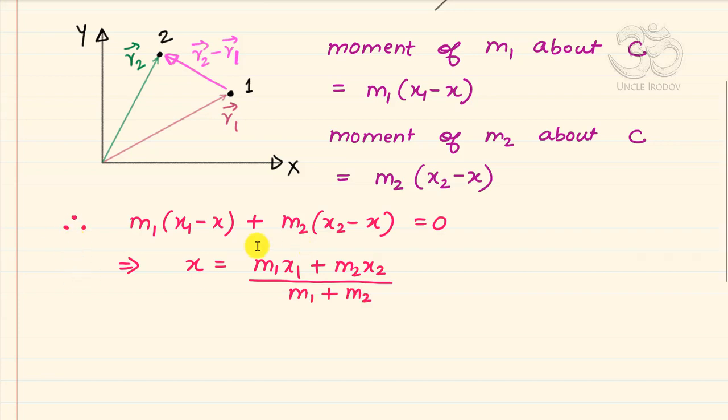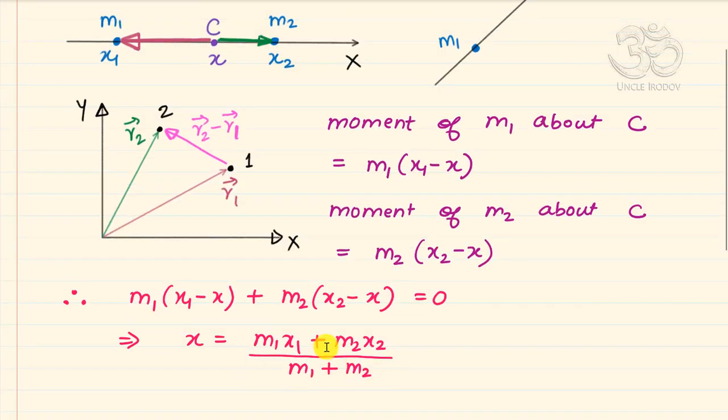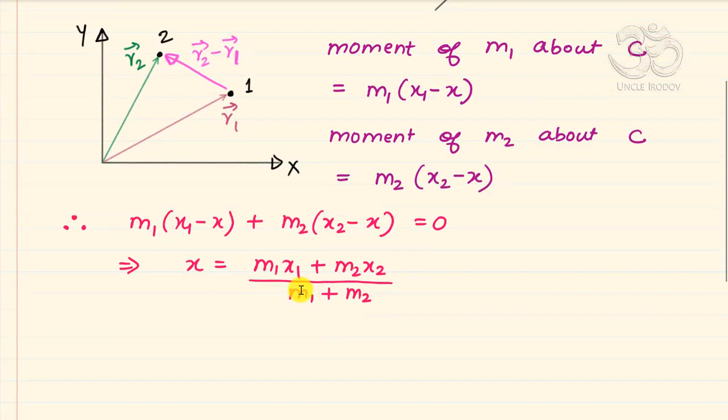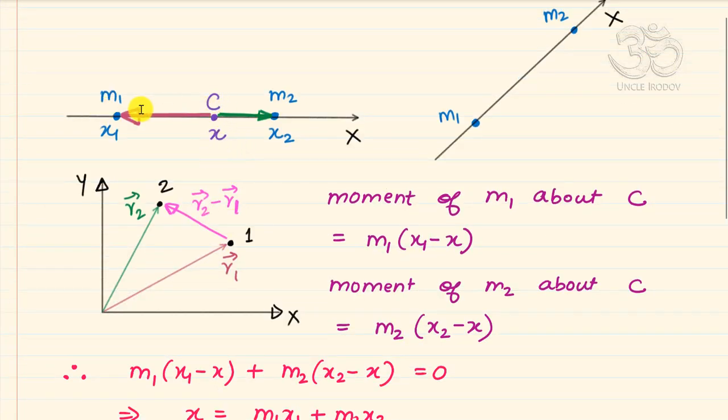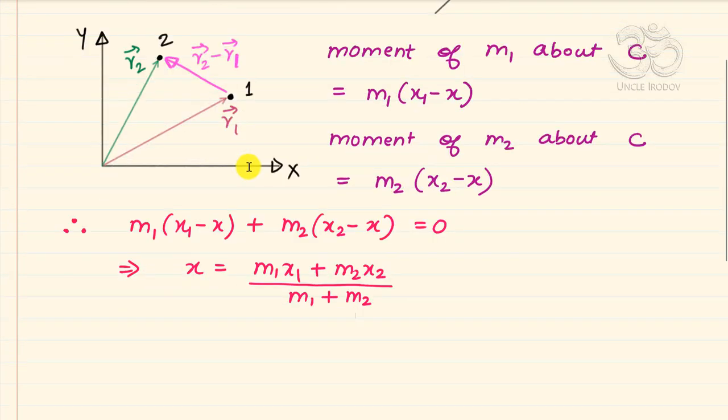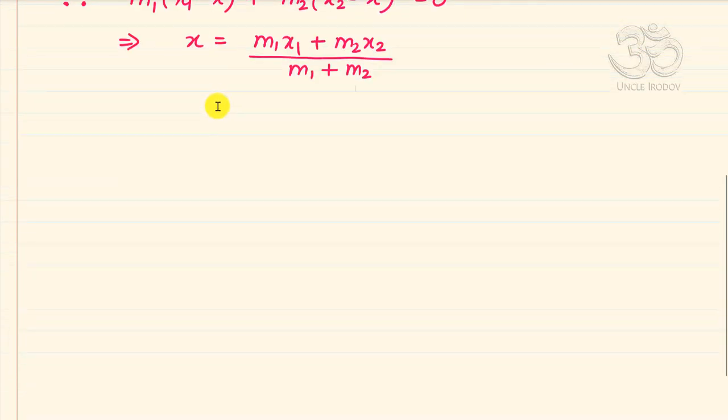This is what x turns out to be. So it's like a weighted average, and you also know from the section formula that this point then should lie somewhere between m1 and m2. Right, so this is a very simple case. We can make two observations from this. One observation is that for a two particle system, the center of mass lies on the line joining the two particles, somewhere in the line segment between them.